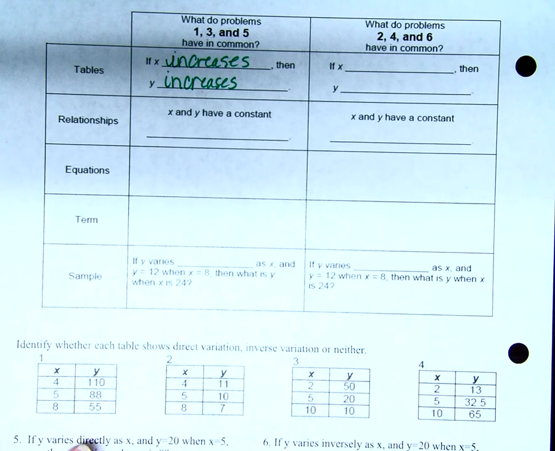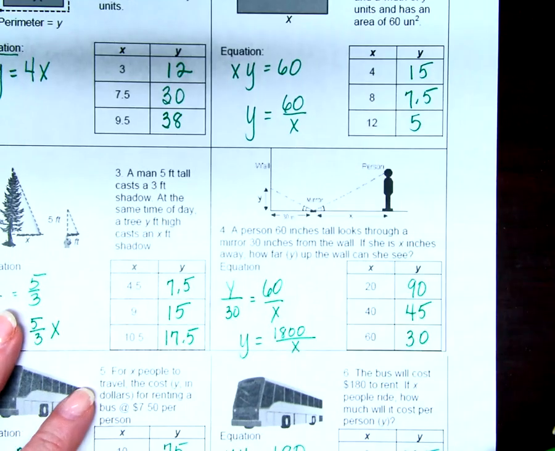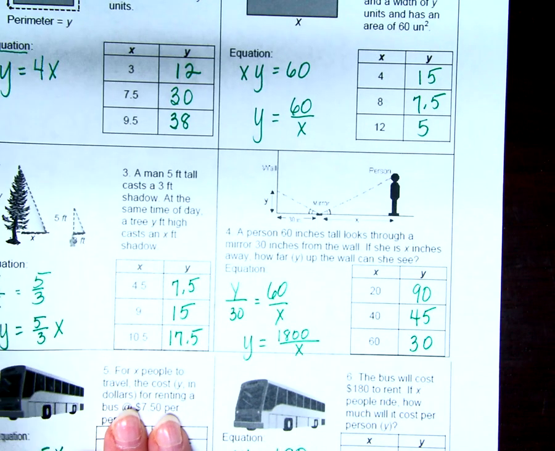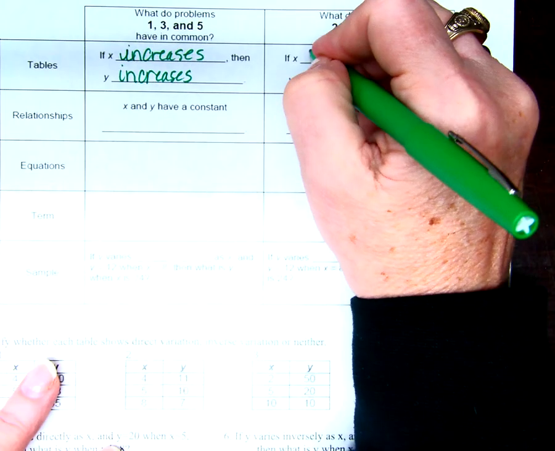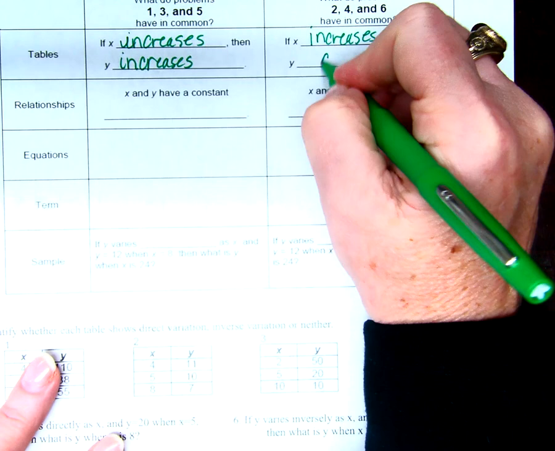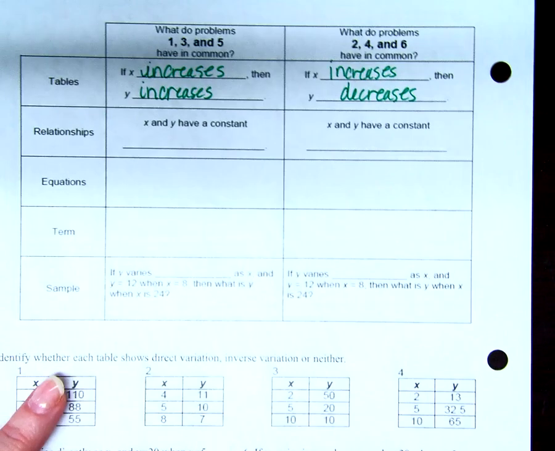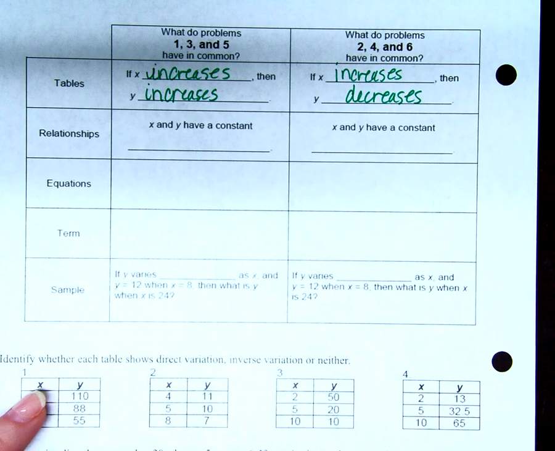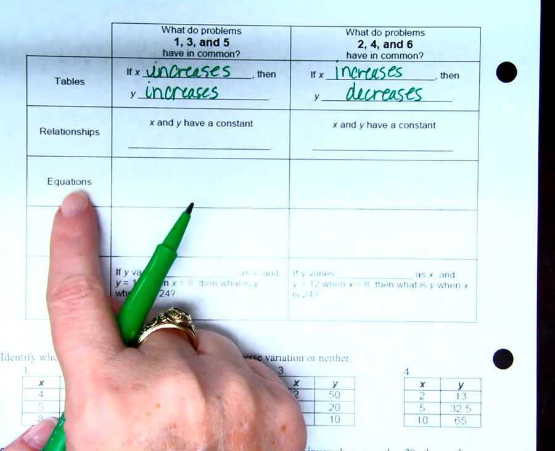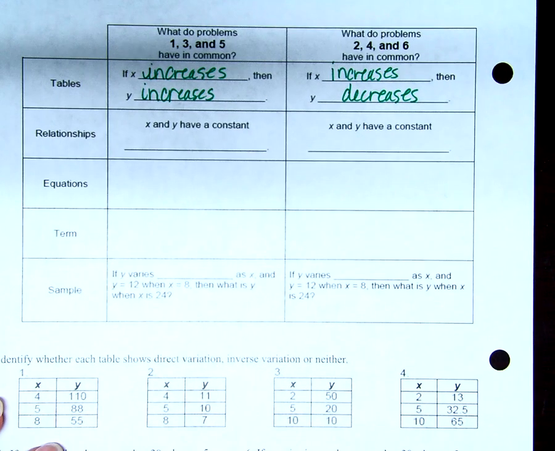Yes? What about the other column, 2, 4, and 6? What's happening to the X's and what's happening to the Y's? So the X's, if X increases, Y decreases. Okay, so far. We're going to skip relationships for a second and look at equations first, because that'll make it a little easier to talk about the relationship. Okay?